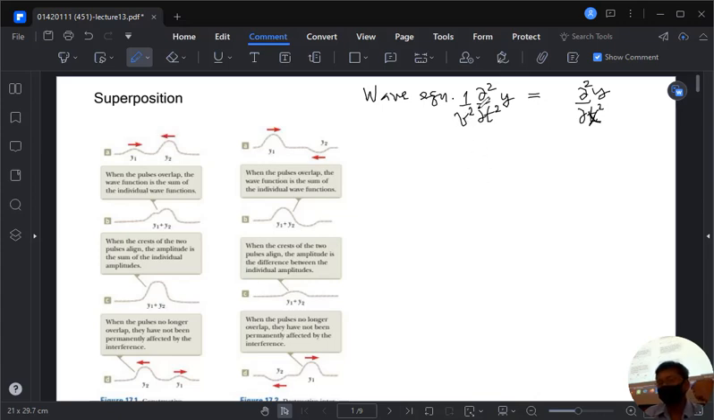And this v could be the square root of T over mu. For springs, it could be the square root of bulk modulus over rho, that's for sound. And for a solid wave, it could be the square root of Young modulus over rho. Hopefully you have seen some of these before, and you can recognize some of them.